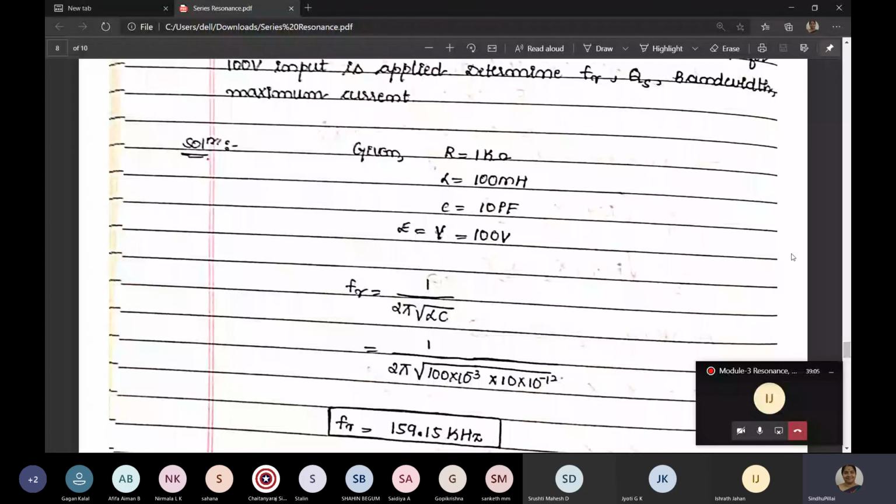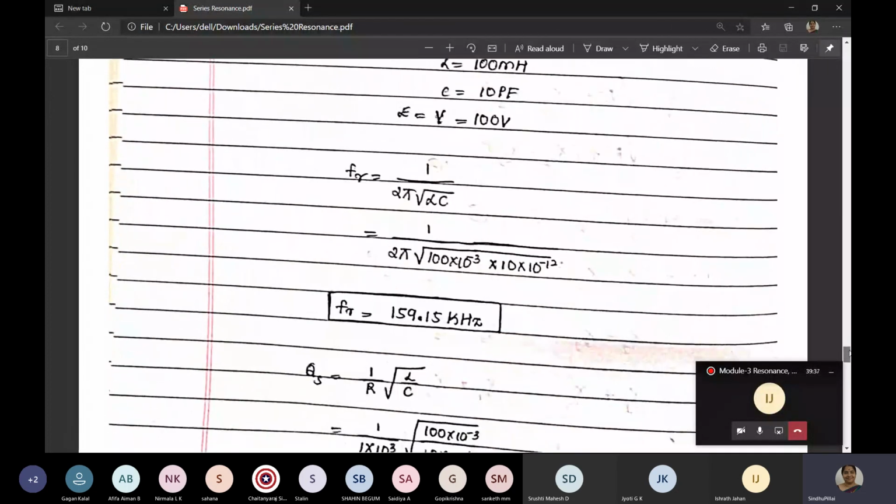Next, write the concerned formulas. They have told you to find the resonant frequency. So what is the formula? Because the formula carries marks: 1 by 2 pi root LC. Just substitute, it is direct substitution. Substitute L, C, and you know 2 pi. Put it in your calculator. If you are finding the root tough to solve, just square on both sides and then solve it. Next, they have told you to find the quality factor.